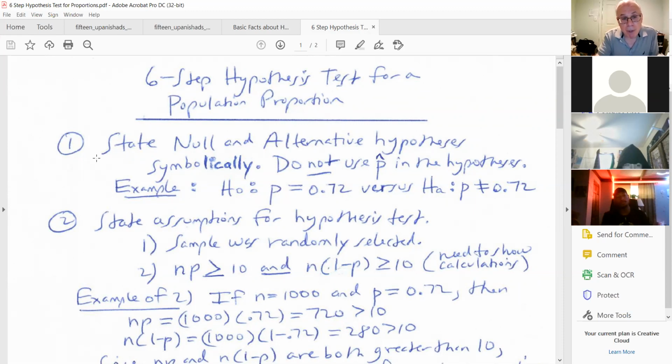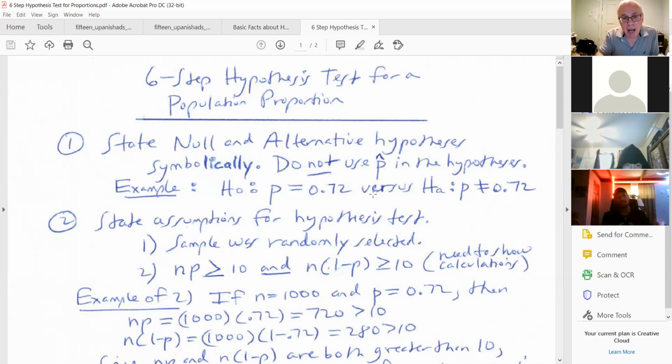And so what's step number 1? State the null and alternative hypothesis. You read the problem, you figure out what the null and alternative hypotheses are, and you write them in this way. This is how you have to write them. Okay? You don't use p-hat, the sample proportion, in the hypothesis. If you do that, you get 0 also. When you state the null and alternative hypothesis, it has to look exactly like this. If it doesn't look like this, in the final exam, you'll get 0.